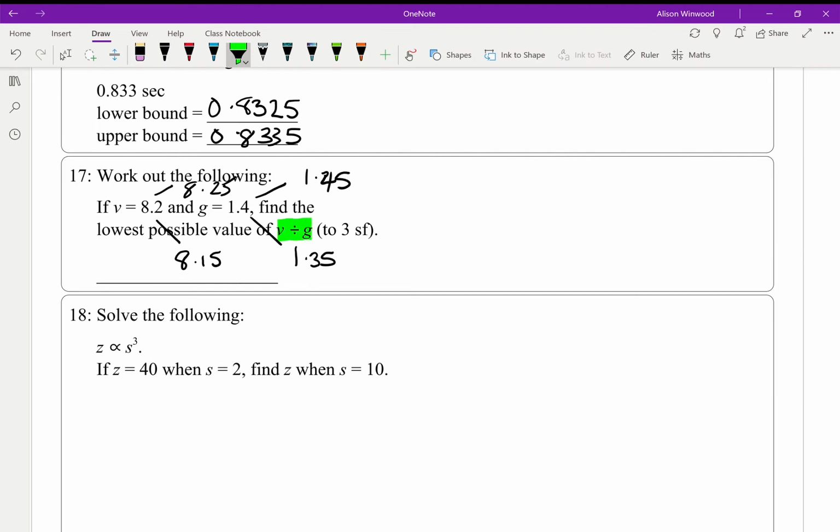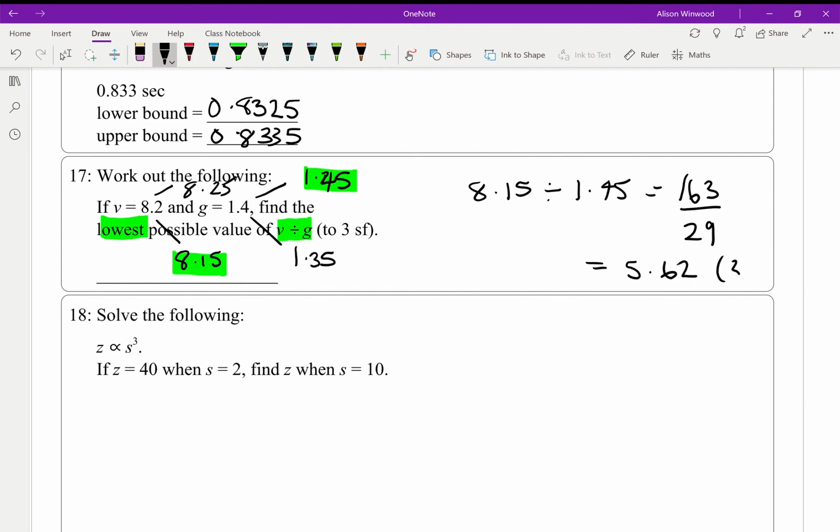And then in a division, to get the lowest possible value, we want to start with a low number and divide it by a large number. So 8.15 divided by 1.45. So the exact answer is 163 over 29. If we press SD, we can get it as a decimal. Which is 5.62 to 3 significant figures.